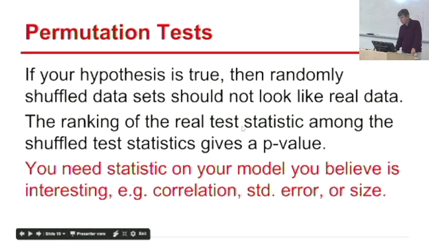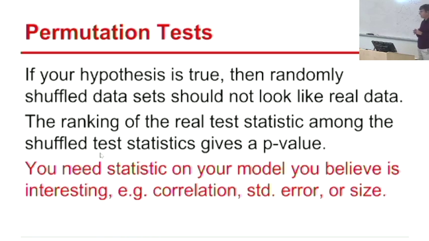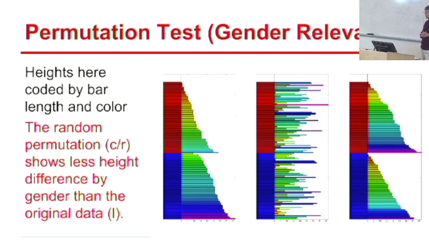So in some sense, what's going to drive a p-value in a permutation test is that we need a statistic which measures what we think is interesting about the difference between the populations. In the example we've been talking about, it's the IQ difference between one gender and another. It could be the level of correlation between two things. Any questions? Okay.